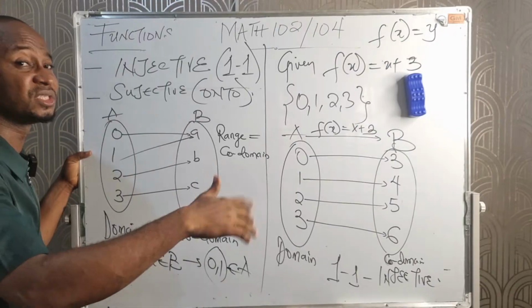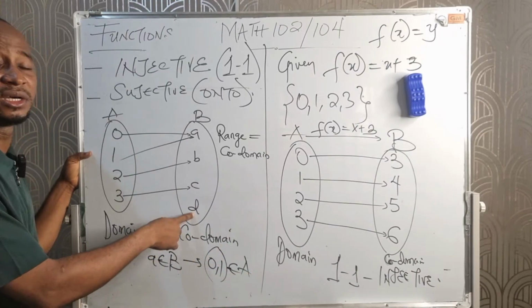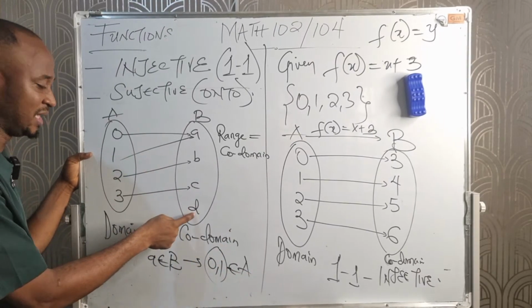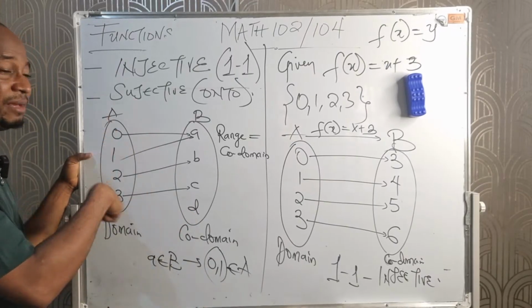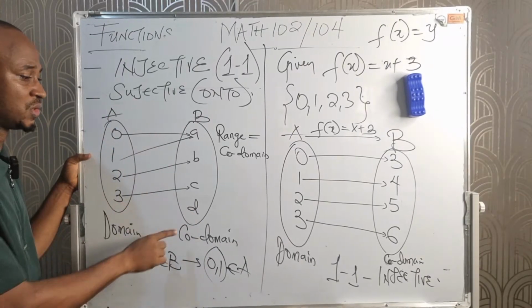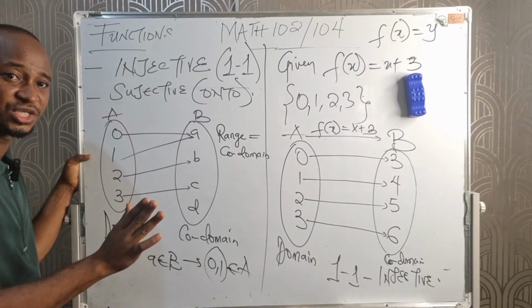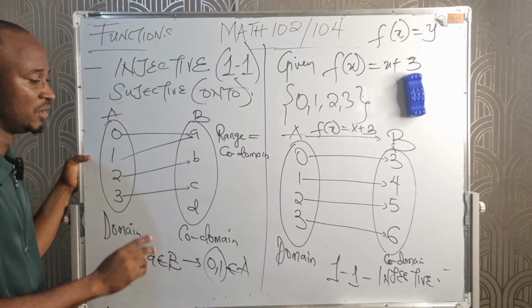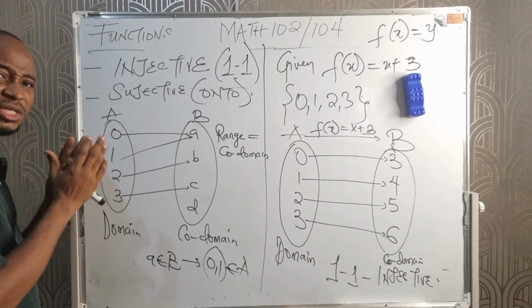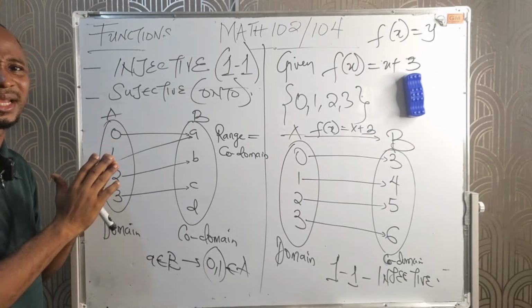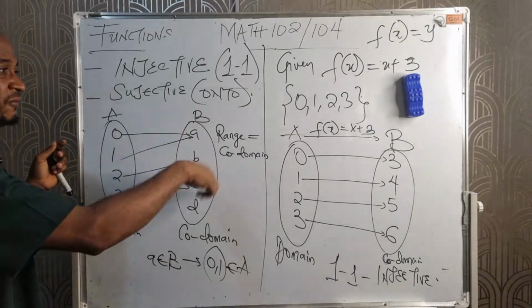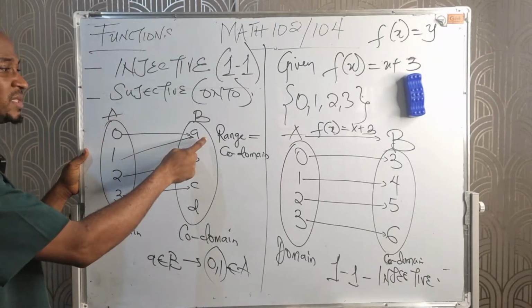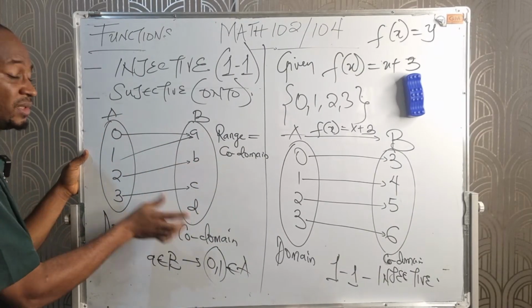Why do we say D is not part of the image or range? The word image means range. D is not part of the range because D is not assigned to any element in the domain. So D is not part of the range. Am I communicating now? So range simply means the image. What are the elements that are assigned from B to A? They are A, B, and C. So these are the range.